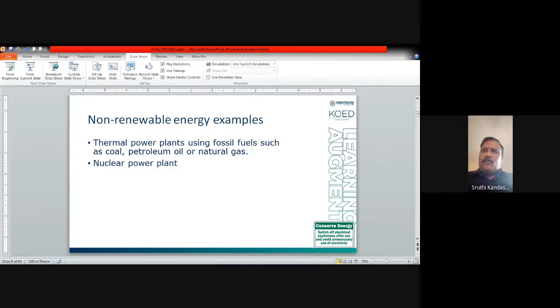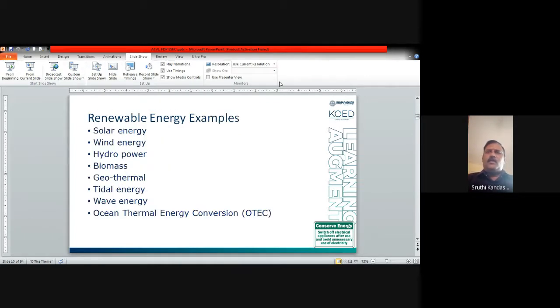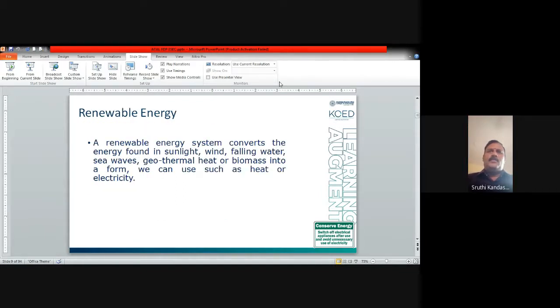The fossil fuel capacity is reducing day by day. Almost 60 percent of the fossil fuel has already been used by the whole world. Remaining we have only 35 to 40 percent. So we will have to go on with only 30 to 40 percent of the fossil fuel. Therefore, all governments are concentrating on non-conventional or renewable energy systems. These renewable energy systems convert the energy available in sunlight, wind, falling water, sea water, geothermal heat, and biomass.